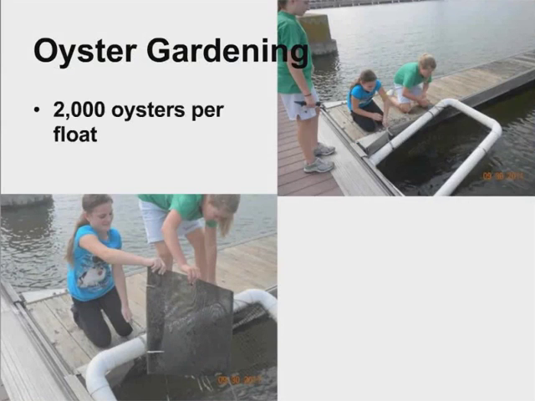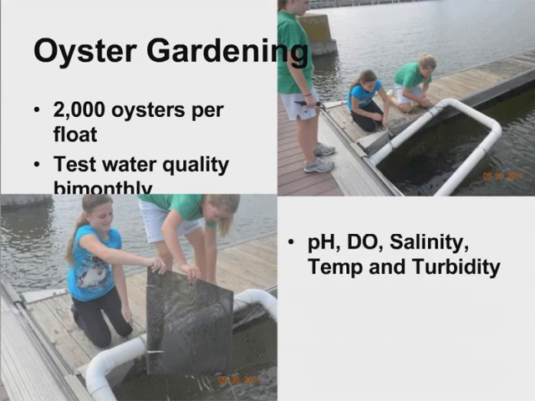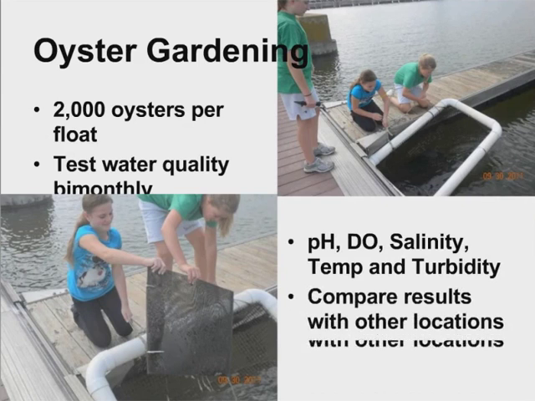Our oyster gardening is something that we have been doing for several years. This year we're getting more students involved in it, as I said, with all 3 grade levels. We have 1 float at each location. There are 2,000 oysters in each float. And then twice a month, we take students to the marina and we do water quality testing. We test for pH, dissolved oxygen, salinity, the temperature, both water and air temperature, and turbidity.